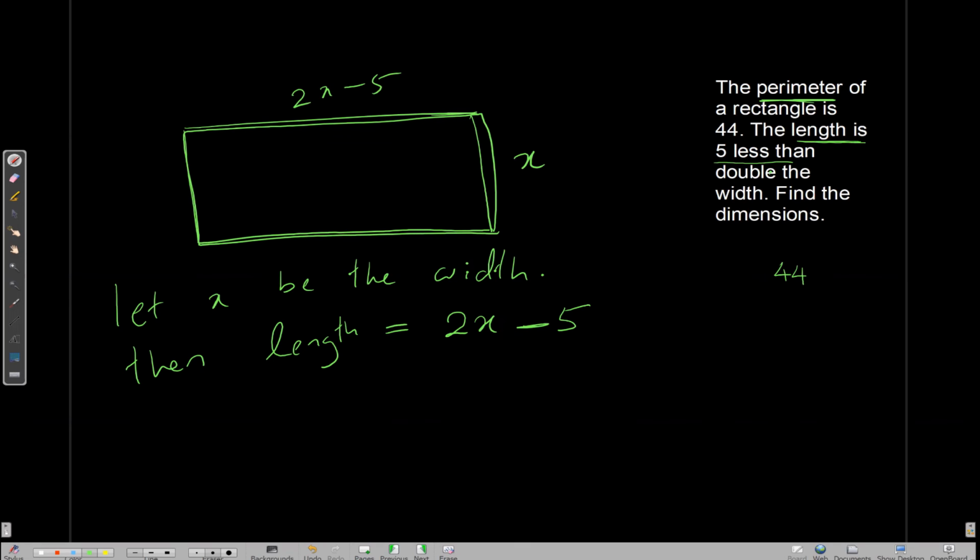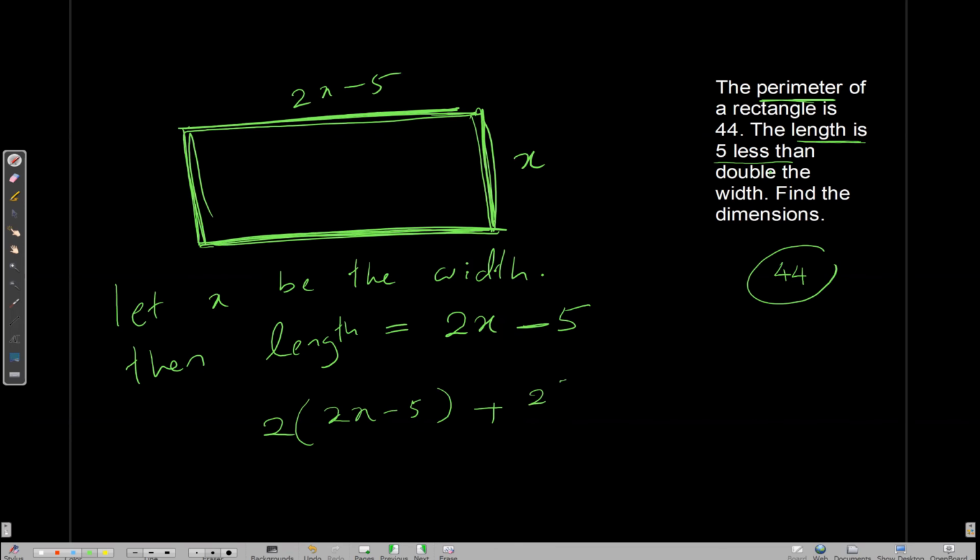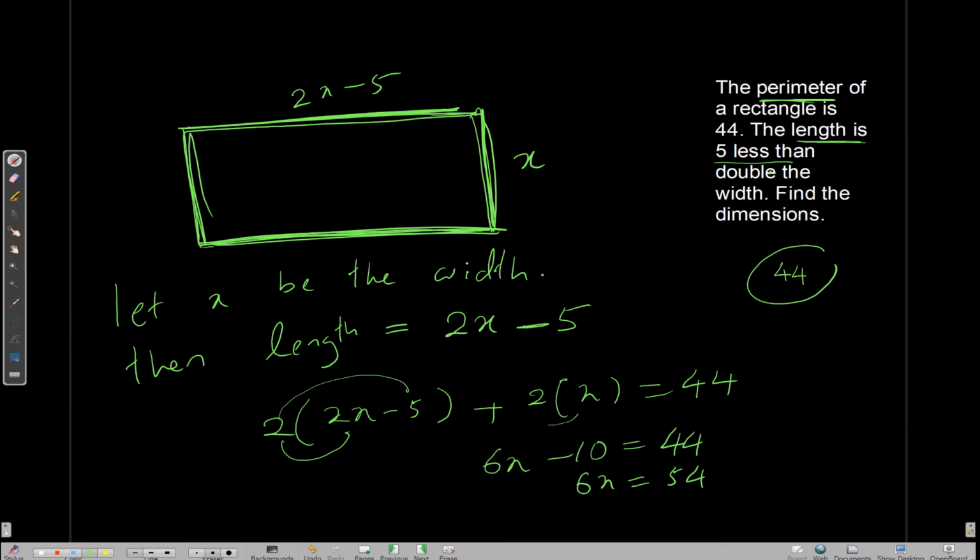This is x. And 44 is when you add 2x minus 5. I have two of them. So twice 2x minus 5 plus x and x. So I have 2 of x's, equals 44. So here I have 4x and here another 2x, 6x minus 10 equals 44. So 6x equals 54, x equals 9. So width is 9 and length is going to be 2 times x, so 18 minus 5, 13.